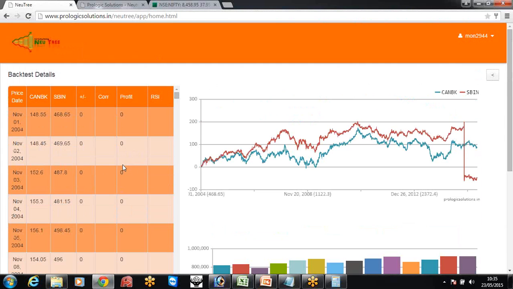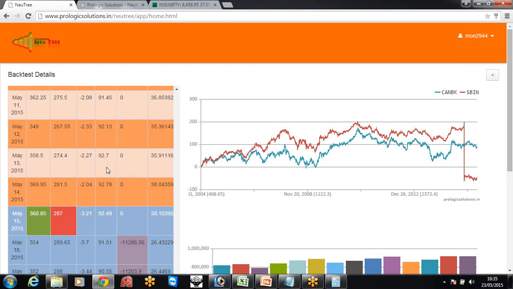you are just seeing the Canara Bank, SBI. Plus and minus is your Z score, that is correlation, this is profit, this is RSI, and we have volatility also. So from November 1st 2004 we have the data. Let me just come to the latest running call.